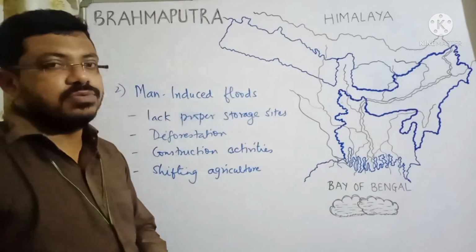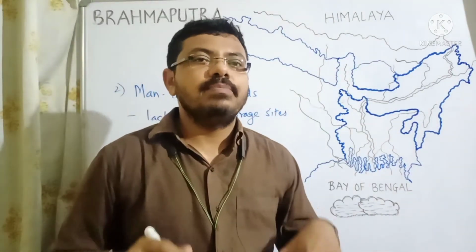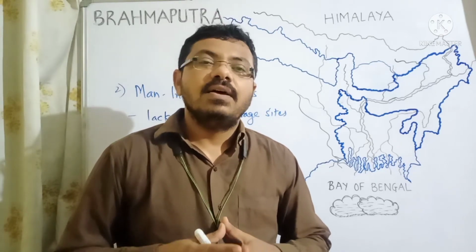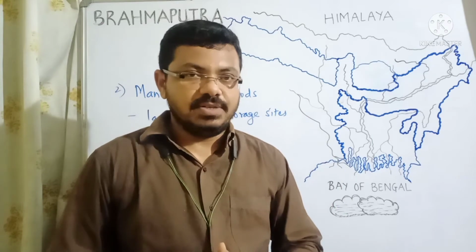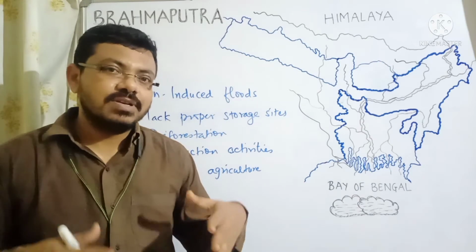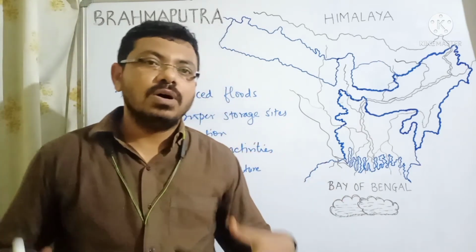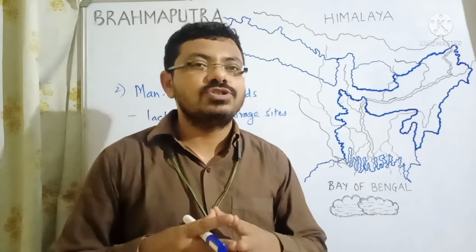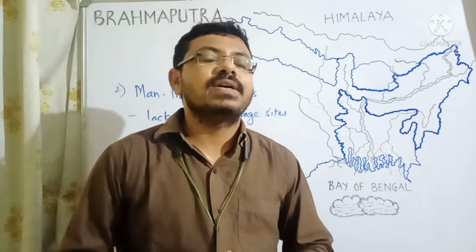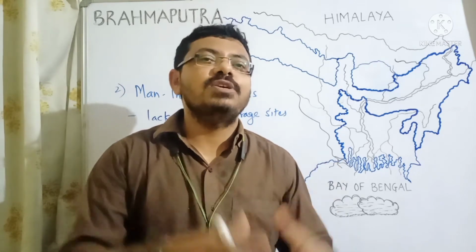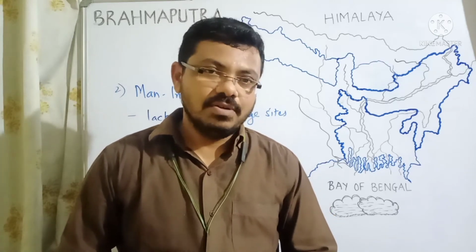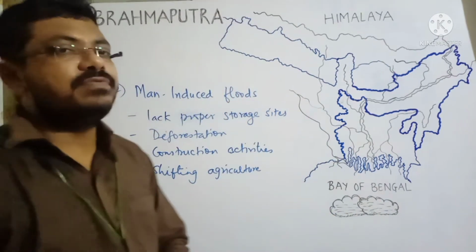Lack of proper storage sites. The Brahmaputra river basin and the entire northeastern India is a steep region because of the Himalayan mountain ranges, right? So constructing a storage site where excessive water can be stored, like construction of artificial ponds and lakes, is very difficult in this region. So that water can't be stored, everything will be discharged into the Brahmaputra river. This is one reason. The second reason is deforestation.